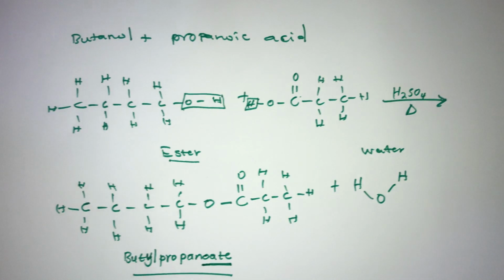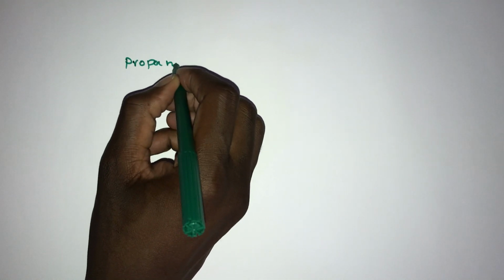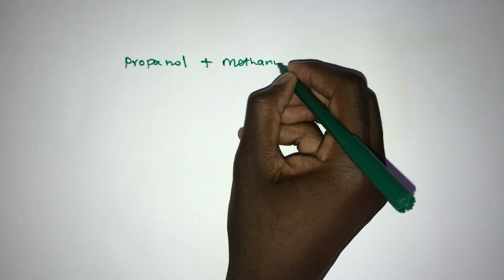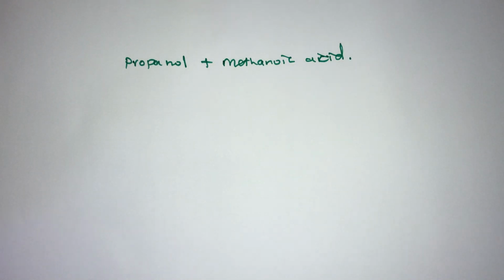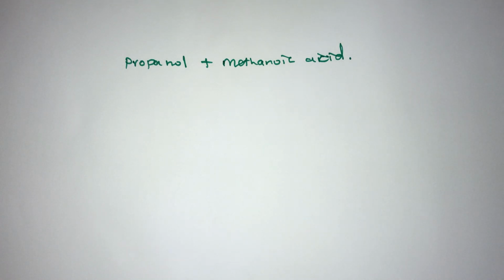So let's have another structure. Let's say now we are reacting propanol and the methanoic acid. Yes, methanoic acid. So we must use the structural formula to write down the balanced equation. So you are reacting the propanol and the methanoic acid. Remember, make sure that one of the products is water.